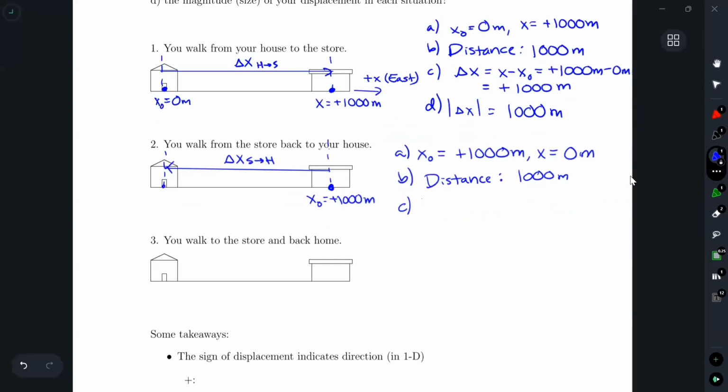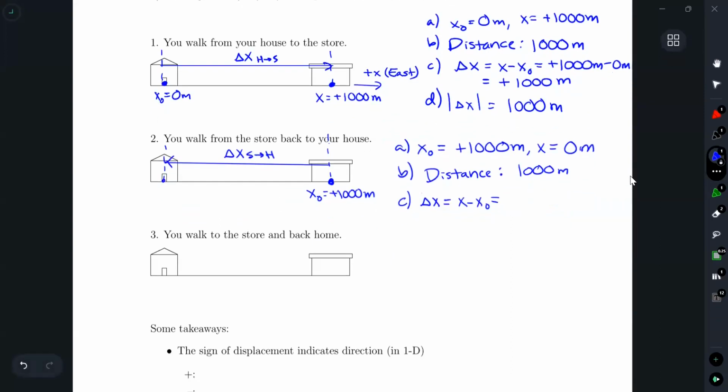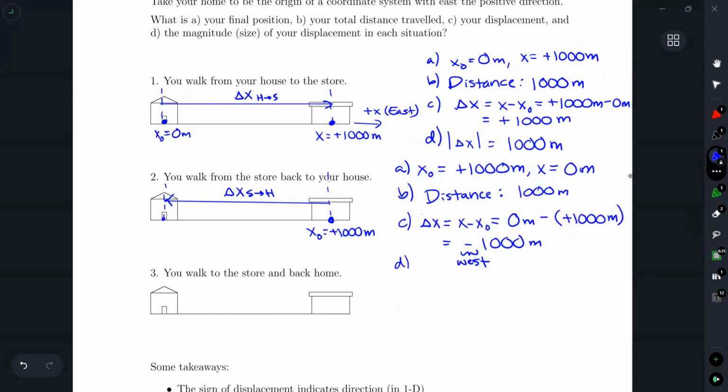But what is your displacement? 1,000 meters in the east, or not east, in the west direction. Yeah. And if we do final minus initial, so final was 0 minus positive 1,000 was our initial, we will get negative 1,000 meters. So this right here is that westward bit. So displacement is automatically baking in direction in how we calculate it. The magnitude of that displacement is still just 1,000 meters.